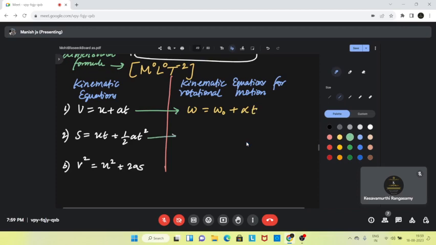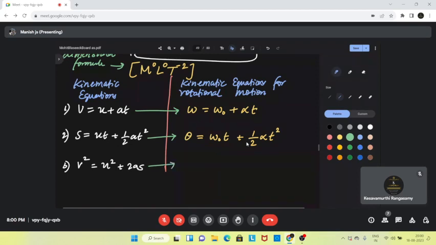In the same way, how does the second equation get transformed? Displacement. This time, what is the displacement? When an object is moving in a circular path or trying to rotate, what is its displacement after time? Theta. We call that displacement theta, the angular displacement. So theta is equal to omega naught into t plus half alpha into t square. This is how the second equation gets modified. Wherever s is there, we put theta. In place of u, we represent omega naught. In place of a, we represent alpha. That's what I have done.